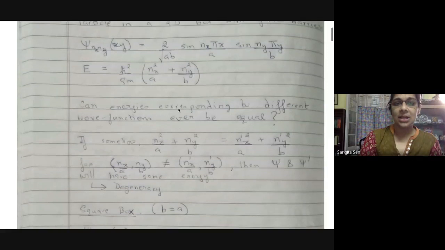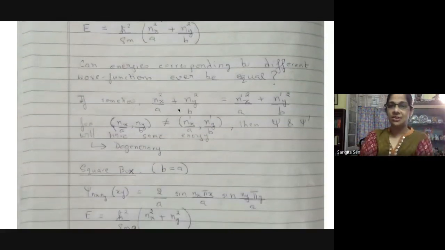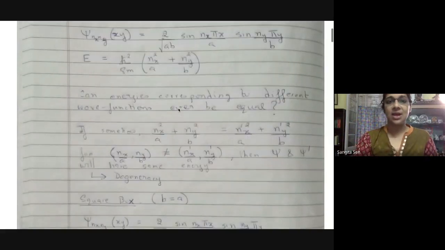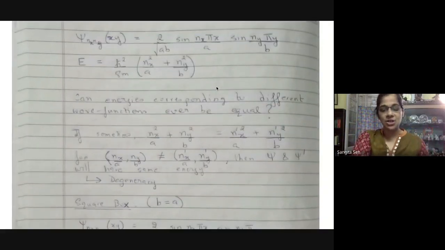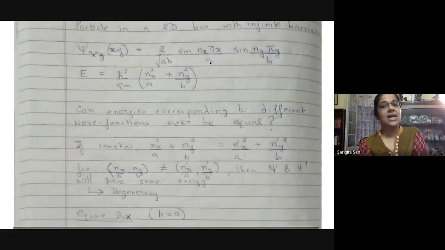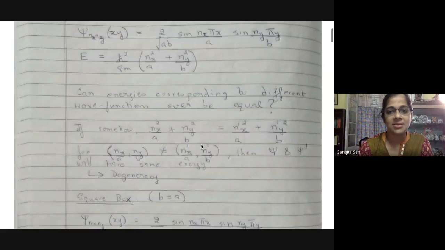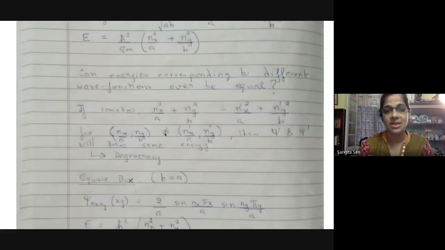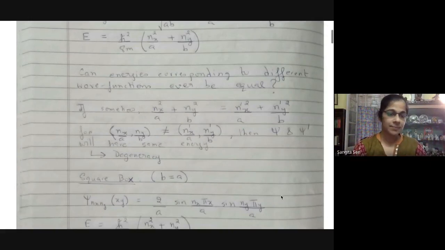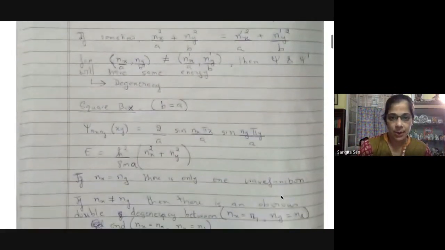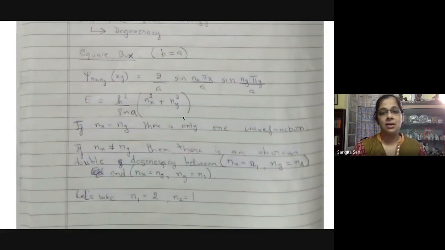So this is what is called degeneracy of wave functions. They are distinct wave functions, but their energy is the same. This is when we have a rectangular box and a is not equal to b. In that case, this is sort of an accidental degeneracy, if there are numbers such that nx squared by a plus ny squared by b is equal to some other number squared by a plus some other number squared by b. Okay.